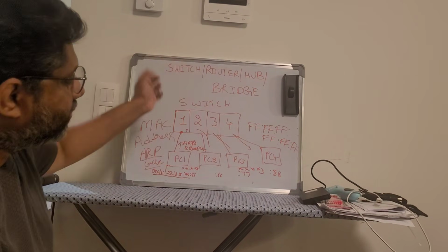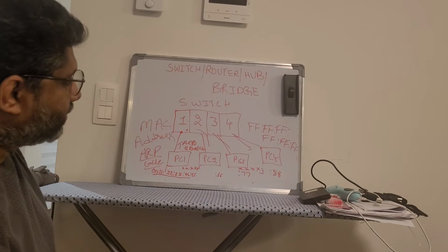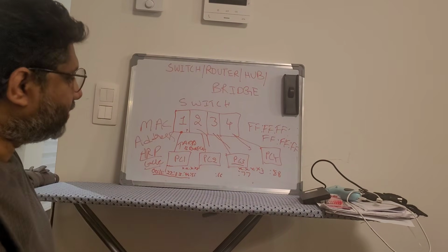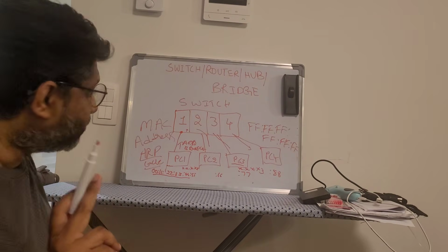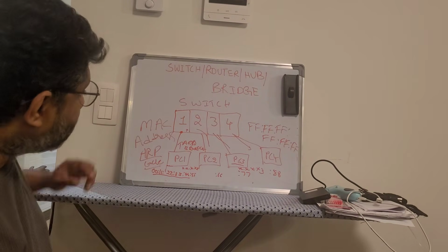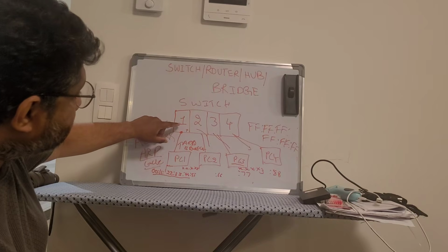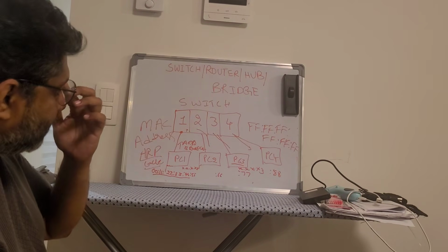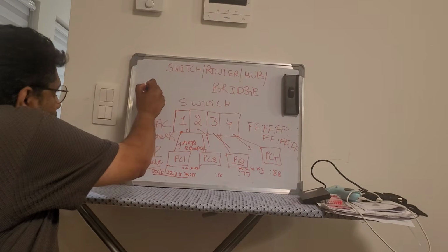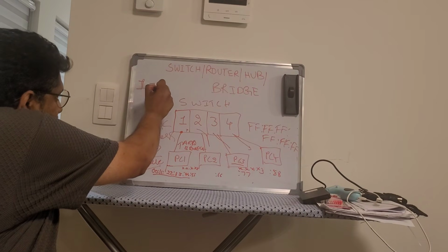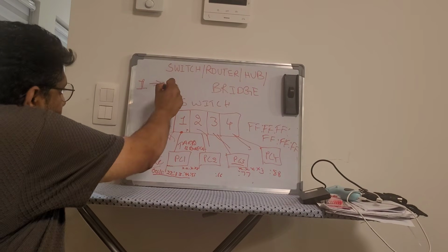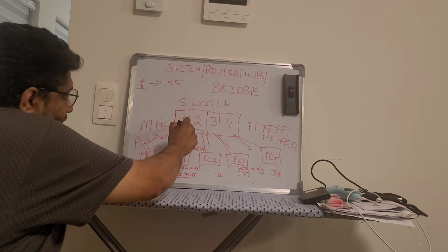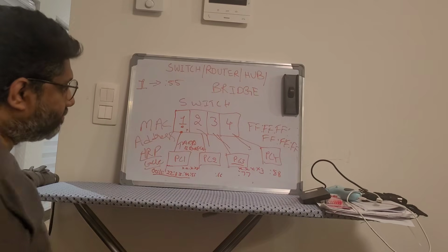So which PC will respond? PC3 will respond unicast. And the first thing you need to keep in mind is, as soon as this ARP broadcast packet is received on port 1, you will note down that port 1 is mapped to the MAC address ending with 55. So he has an entry here, that is port 1 belongs to 55.